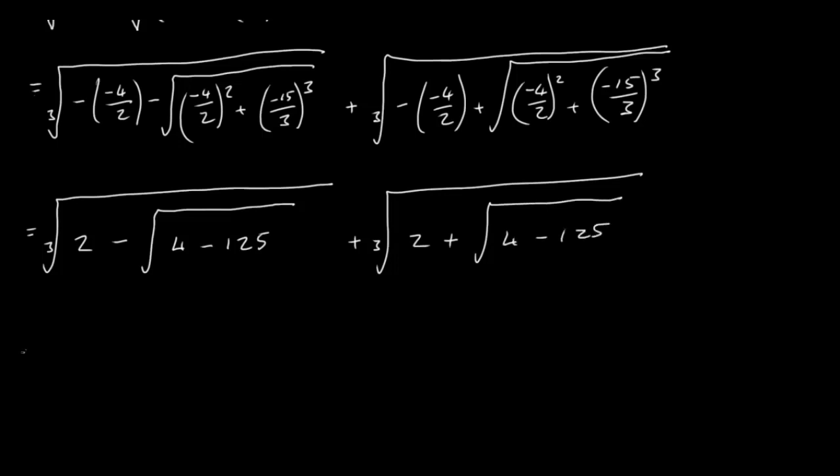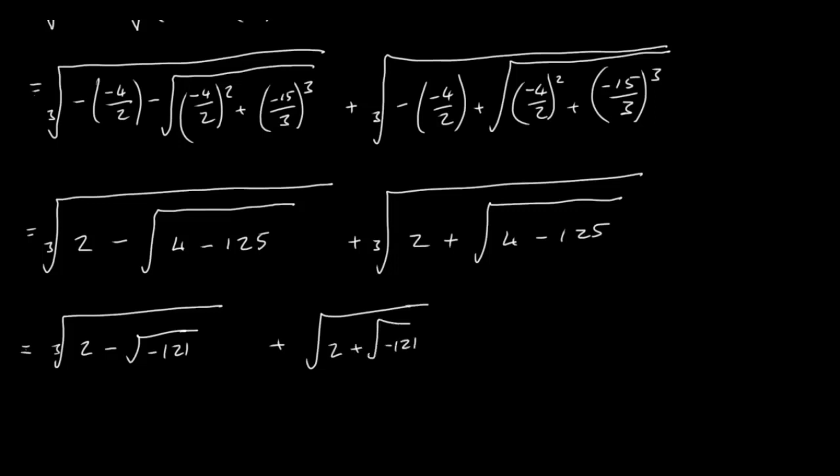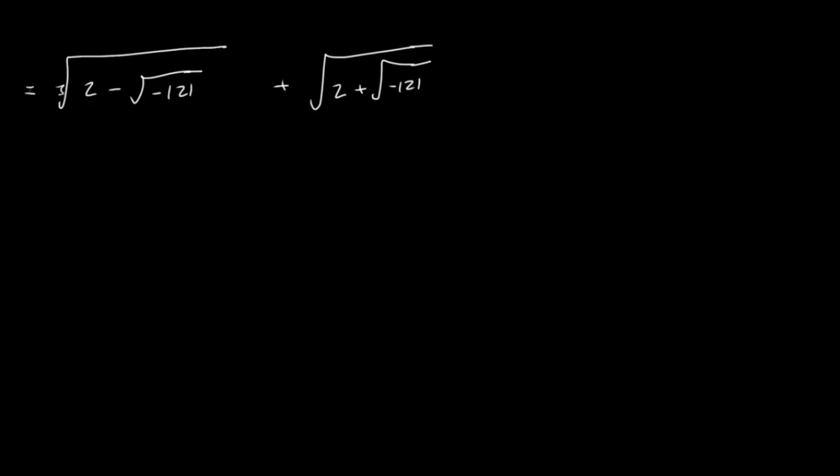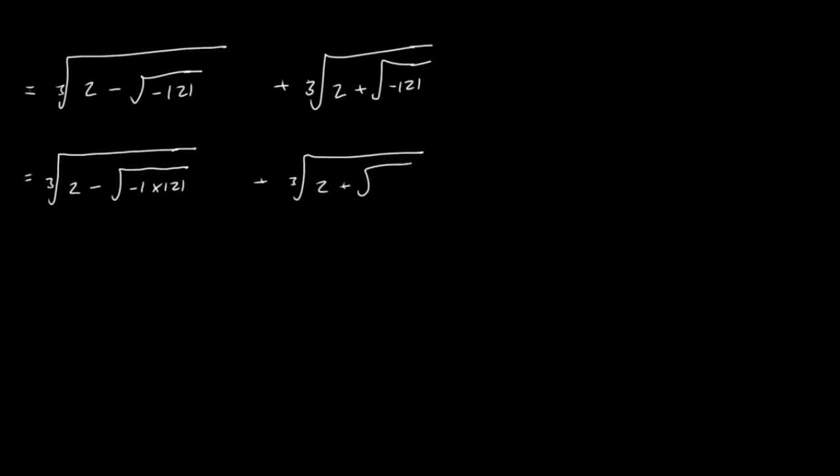Okay, next line then. So we have the cubed root of 2 minus the square root of minus 121 plus the cubed root of 2 plus the square root of minus 121. Okay, so we have these two cubed roots here. That should be cubed root here, so let's work away with these. So we have the cubed root of 2 minus, well, this is minus 121. It's just going to be minus 1 times 121, and the same over here. So you've got the cubed root of 2 plus minus 1 times 121.